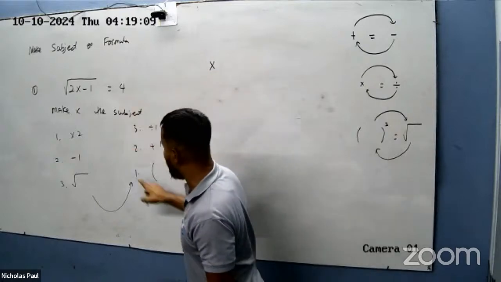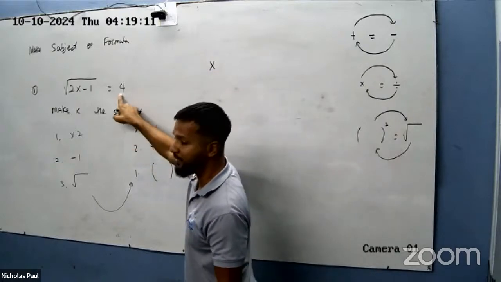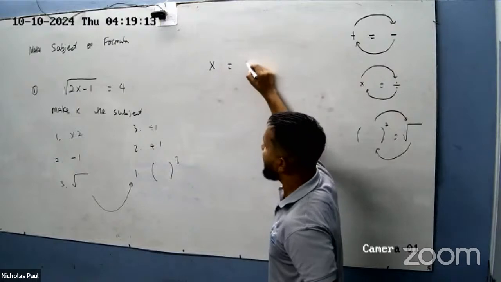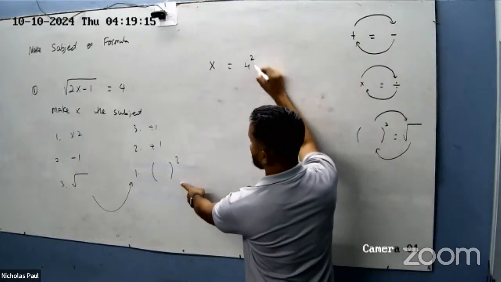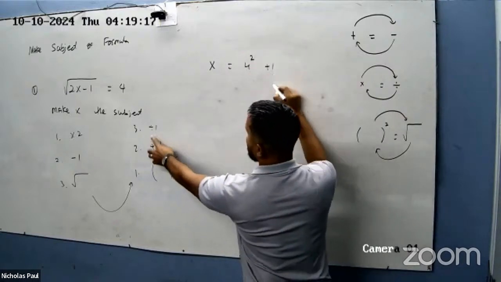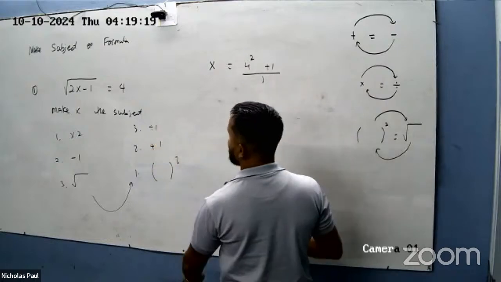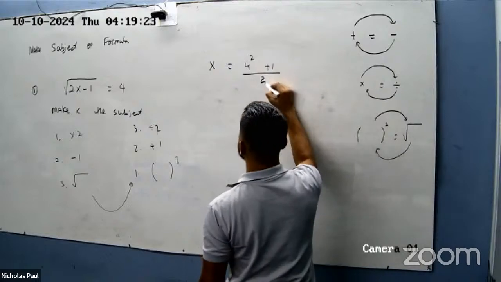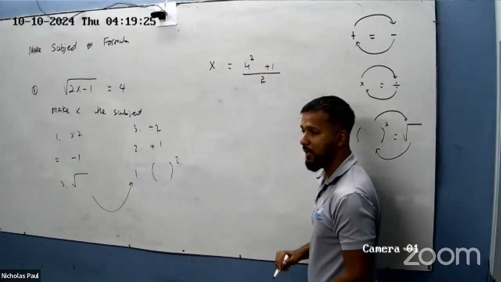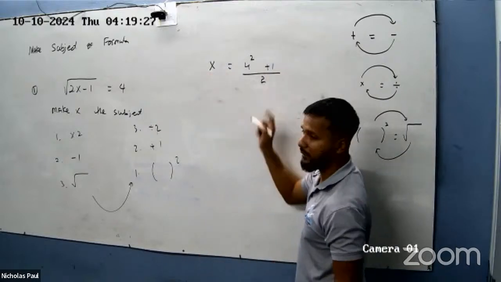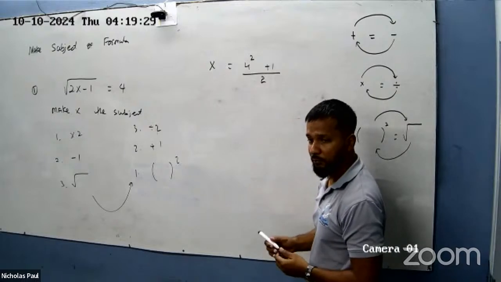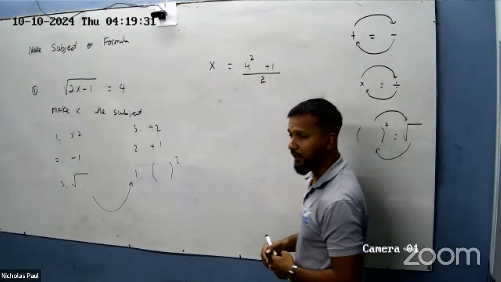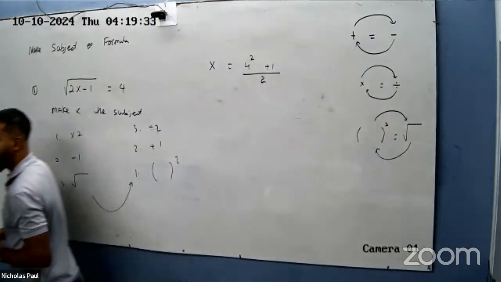So watch this here. I'm going to do 1, 2, 3 to this 4. So I'm going to square this 4. Then I'm going to add 1. Then I'm going to divide by 2. And we're done. That's it. The subject of the formula is this. You're seeing that? It's a little bit long.